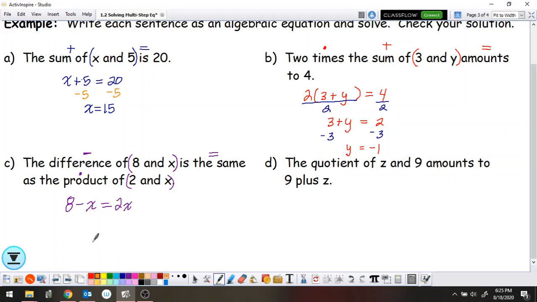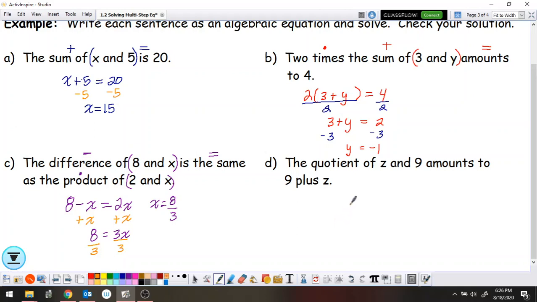Then we can add x to each side, and we have 8 equals 3x. Then we need to divide both sides by 3, and we have x equals 8/3. And when we plug that in, we would get 16/3 on each side to check our answer.